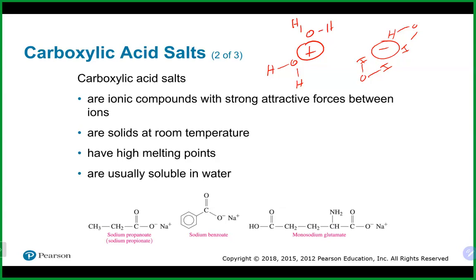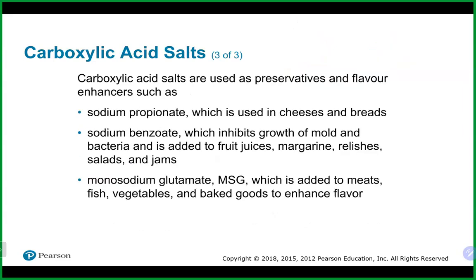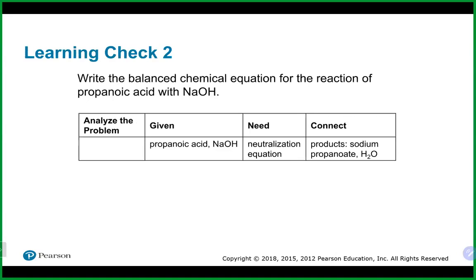Ionic compounds, basically the ions break apart, they get surrounded by water, and they dissolve. Same sort of thing happens here with our carboxylic acid salts. As I mentioned before, they're used as preservatives and flavors. So you can find these things in cheeses, also in jams. Monosodium glutamate was added to meat and stuff like that.